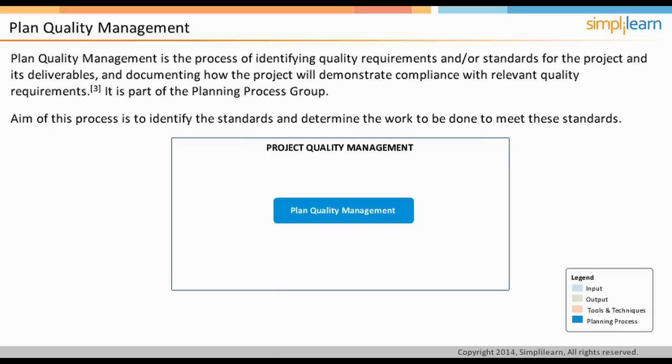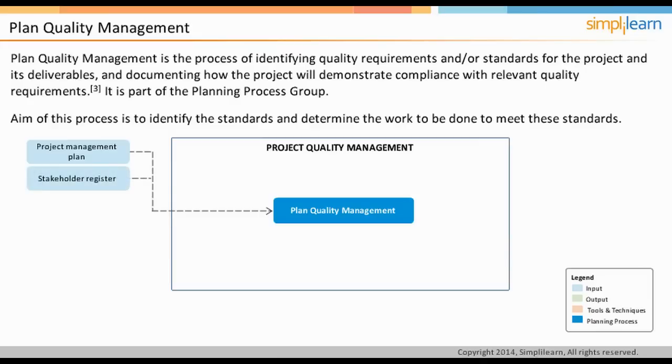Let us look at the inputs to this process. The project management plan provides the scope, schedule, and cost baseline, all of which have an implication on the quality management plan. The quality plan has a direct correlation with these. It might also have an impact on and be impacted by other subsidiary management plans, such as risk management.